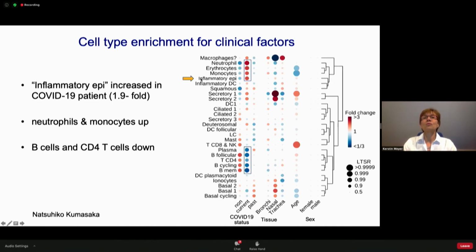And first and foremost, we see that these inflammatory epithelial cells are upregulated. So we were very excited to see that this novel cell state does indeed appear to be associated with disease. We also see monocytes and neutrophils upregulated, and that's very much consistent with what others have reported, for example, in bronchoalveolar lavage fluids. We also see that B cells and T cells are downregulated, and even though this is in tissue and not in blood, I think this mimics the lymphopenia that again has been reported by others for COVID-positive patients.